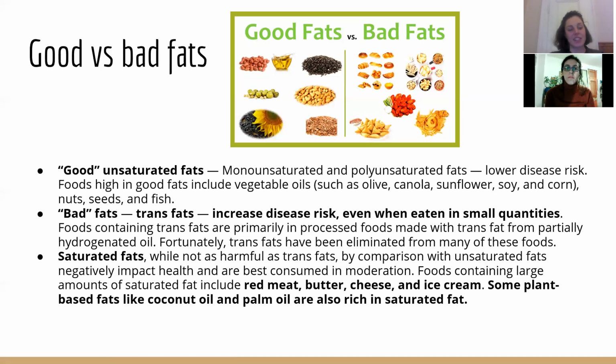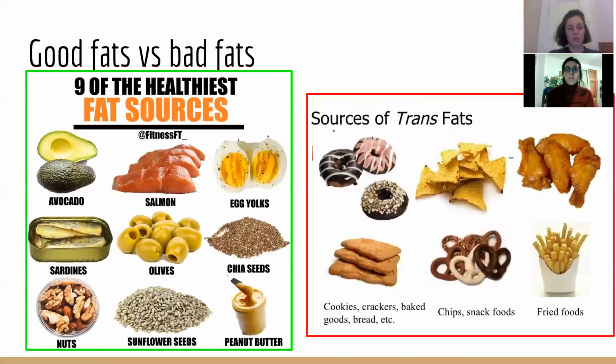And the last category is saturated fats, and I would say that in comparison with the other two, it's like meh. It doesn't have the good quality of unsaturated fats, but on the other hand, it's not as problematic as bad fats. And here the rule is that they should be consumed in moderation, so not very often.